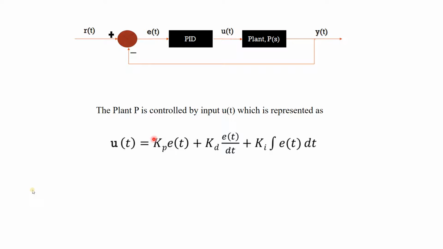So P means it will just multiply some gain with respect to the error signal. So error is e(t), Kp is the gain of the proportional controller. So this is the signal which is coming out from the proportional controller. This is the signal which is coming out from the derivative controller. So Kd is the gain of the derivative controller, and it will act on the rate of change of error, so it will be d/dt of e(t). Plus Ki is the gain of the integral controller, multiplied by the integral of the error signal with respect to time.